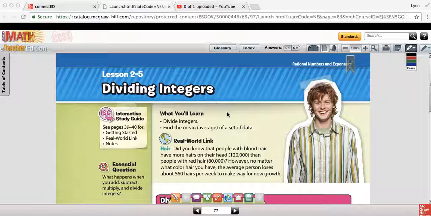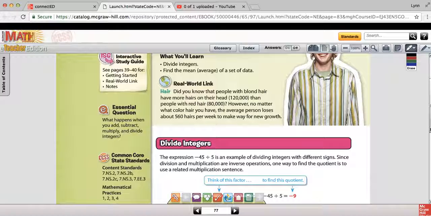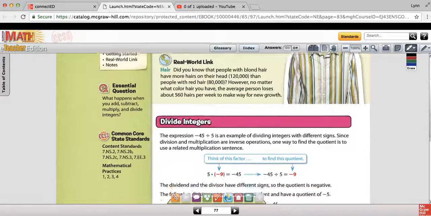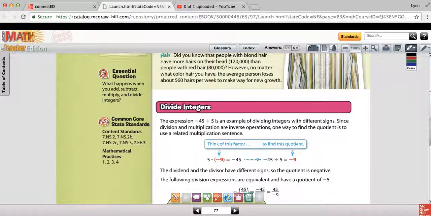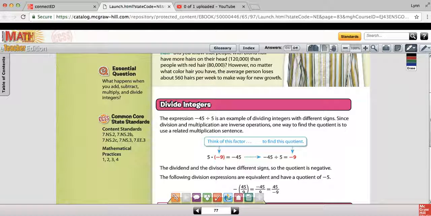Lesson 2.5 is on dividing integers, and you will learn how to divide integers or recall how to divide integers and then find the mean or average of a set of data. The essential question for Chapter 2 is what happens when you add, subtract, multiply, and divide integers.